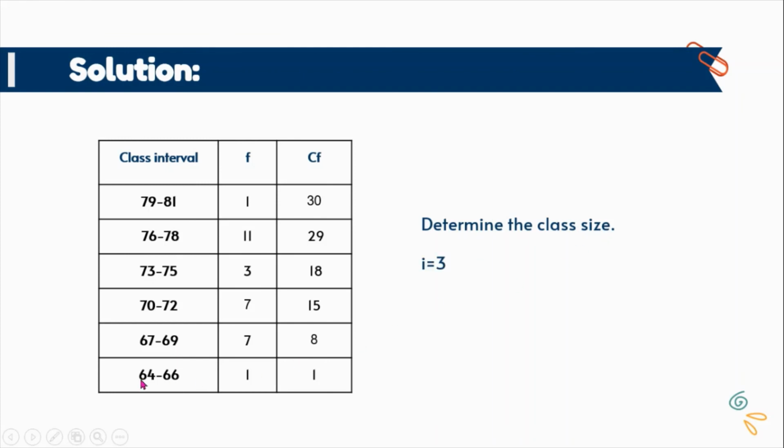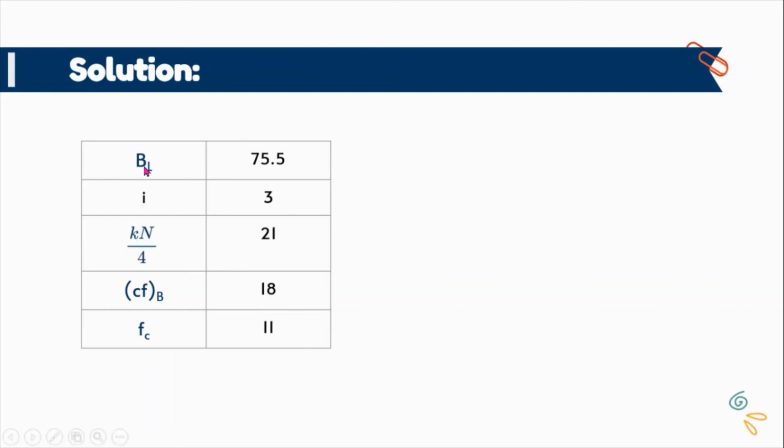64, 65, 66, the class size is 3. 67, 68, 69, the class size is 3. 79, 80, 81, the class size is 3. It's just the same with the previous frequency distribution table in example 3. So since we have now the value of B sub L, 75.5, I which is 3, kN over 10 which is 21, Cf sub B 18, and F sub C 11.